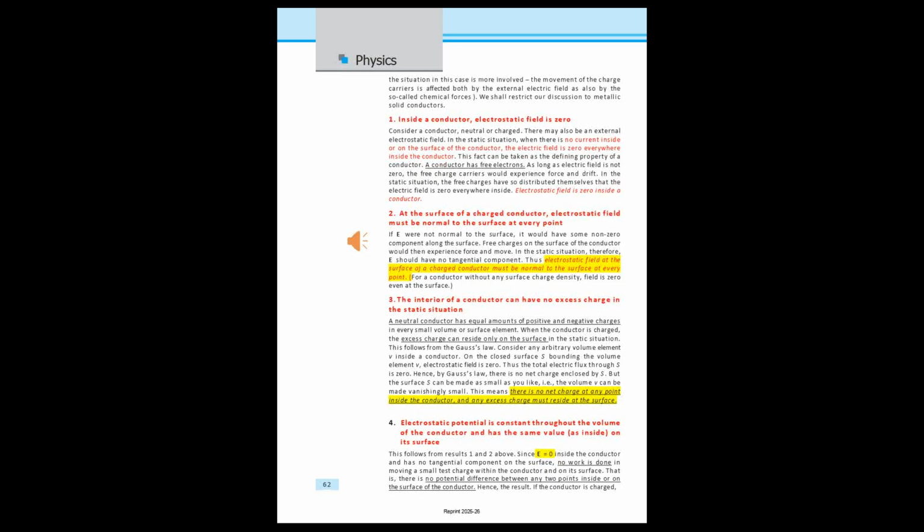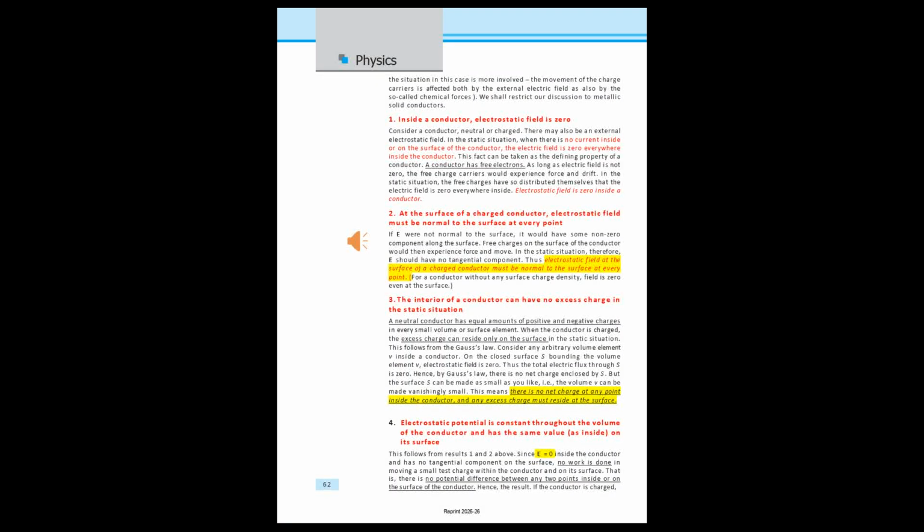In the static situation, when there is no current inside or on the surface of the conductor, the electric field is 0 everywhere inside the conductor. This fact can be taken as the defining property of a conductor. A conductor has free electrons. As long as electric field is not 0, the free charge carriers would experience force and drift. In the static situation, the free charges have so distributed themselves that the electric field is 0 everywhere inside. Electrostatic field is 0 inside a conductor.